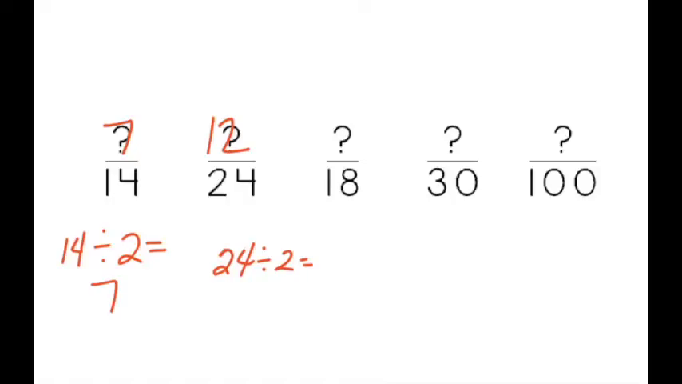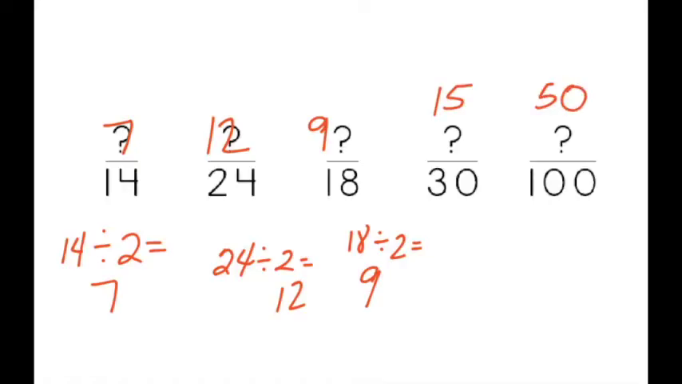18ths, what's half of 18? What is 18 divided by 2? Okay, that is 9. So I'd put 9/18. Okay? I'm going to give you a moment to see if you can figure out the 30ths and the hundredths. All right, hopefully we got 15/30 and then 50/100.